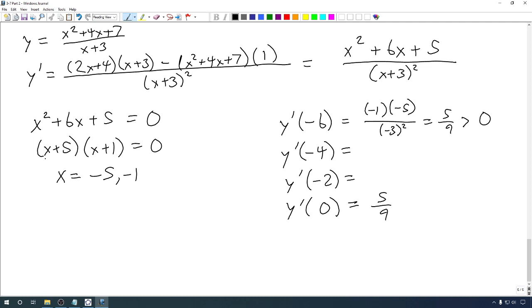At negative 4, we can do the same thing. Negative 4 plus 5 is a positive 1. Negative 4 plus 1, put that in here, we get a negative 3. Negative 4 plus 3 gives us a negative 1, but it's squared. We end up with 3 different negatives, so we get a negative 3. And then finally at negative 2, plug it in here, we get 5 minus 2 gives me a 3. Negative 2 plus 1 gives me a negative 1. And then negative 2 plus 3 gives me a 1 squared. This time we have a single negative, so we get a negative 3. Again, this is still negative. So we get positive, negative, negative, positive.